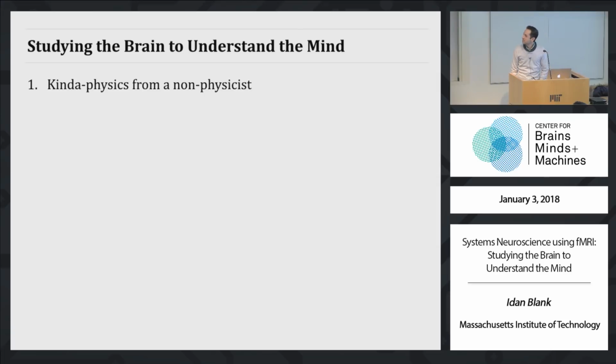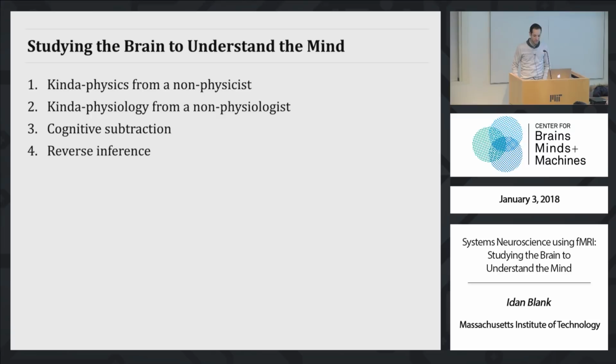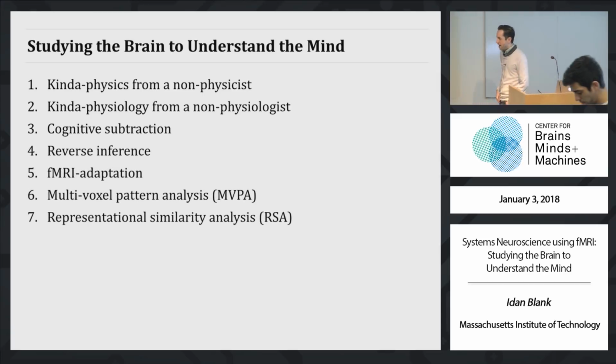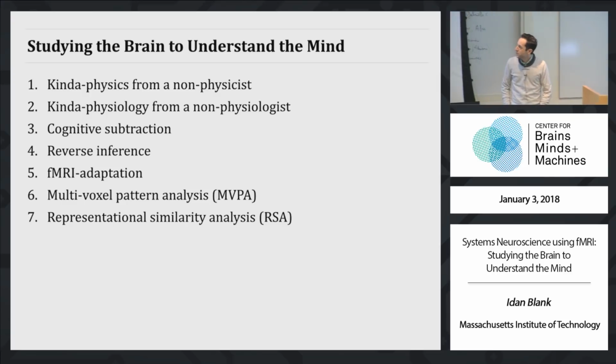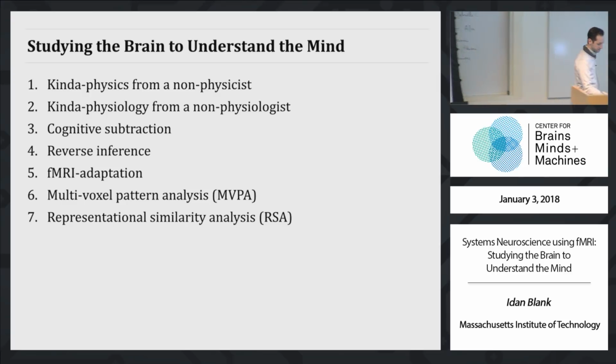And then I'll talk to you about what we measure with functional MRI. So that's going to be kind of physiology from someone who is a non-physiologist. And then hopefully we'll get to a part where I'm more confident in what I can say. So we'll talk about two important topics in fMRI research that are called cognitive subtraction and reverse inference. And then I'll share with you three cool analysis methods that I'll demonstrate each of them with a recent study.